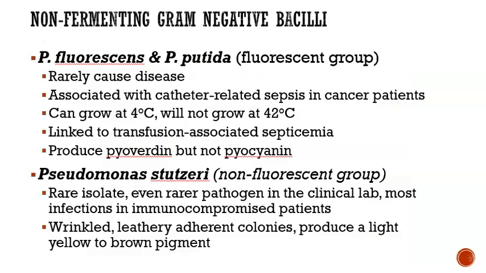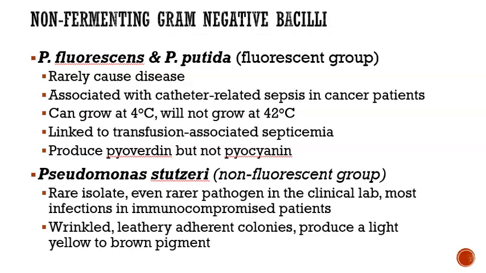that it produces. Okay, Pseudomonas fluorescens and putida, these also are in the fluorescent group. These rarely cause disease. They're associated with catheter-related sepsis in cancer patients. These can grow at 4 degrees, but will not grow at 42 degrees. So that can be one way to differentiate it from aeruginosa. It's linked to transfusion-associated septicemia. And this one produces the pigment pyoverdin, but not pyocyanin.